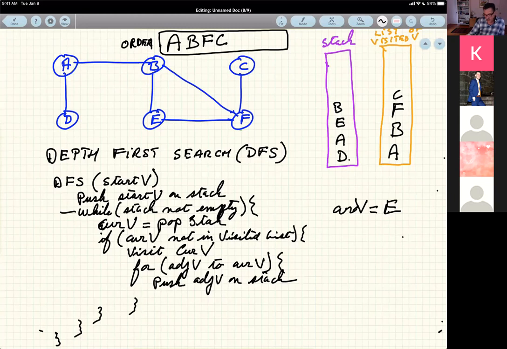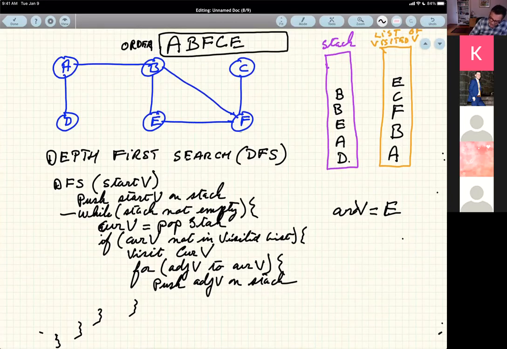Is E visited? No, it's not. So let's visit E. We're going to add E to the list and add E over here also. Now, what are the things that I can reach from E? Well, I can reach B and F. Now go back up to the top, pop the next vertex, F.